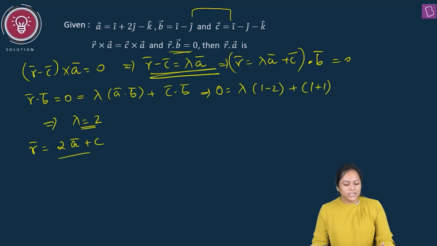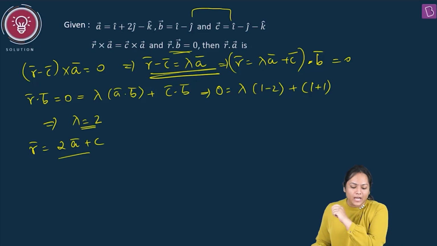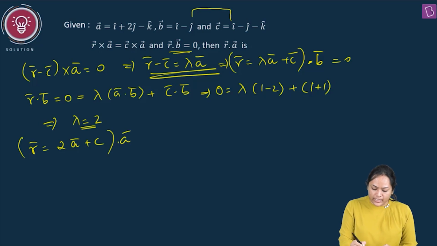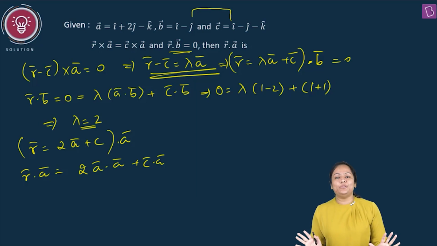Now if my lambda is 2, I have definitely got my R vector as 2A plus C by this condition, right? So if my R is with me, I can obviously find R dot A. To get R dot A, I'll take its dot with A. So I'll get R dot A is equal to twice of A dot A plus C dot A, which is again very simple to find.